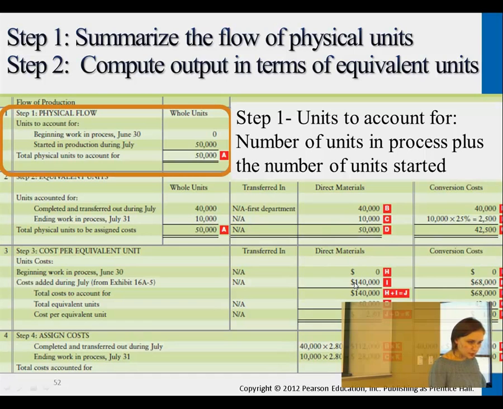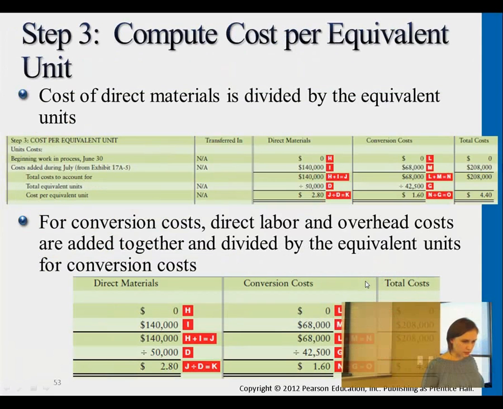So that's my direct material, right? I have nothing transferred in. That's a cost dated during July. Can I see it here? Hold on. Oh, I can see it here. Cost dated during July, my direct materials. We had beginning work in process. Do you remember how it was a 0? Yeah? So my total cost is 140,000.